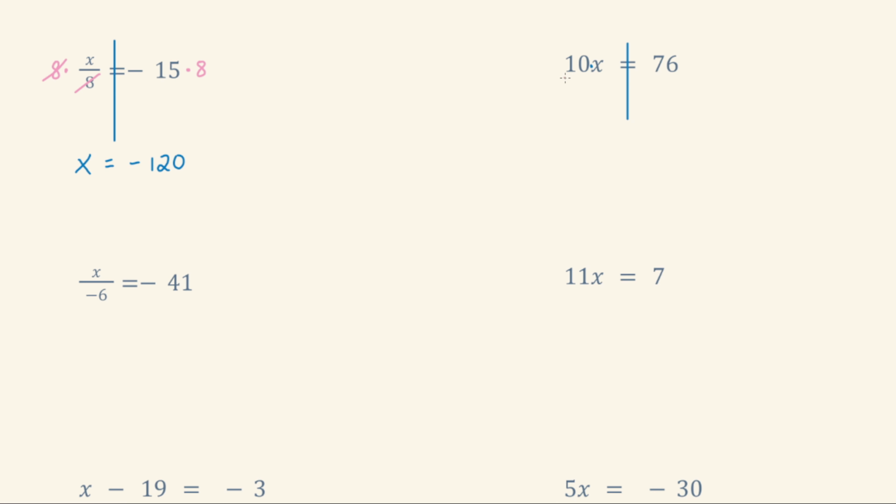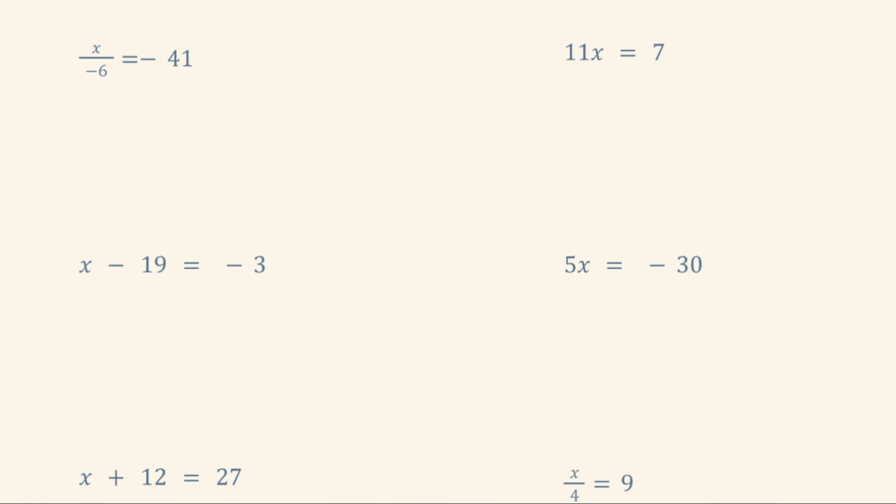The opposite of multiplying by 10 is dividing by 10. That's going to undo that. And I have to divide by 10 on the other side as well. So these two 10s are going to cancel out. On the left side here, as you can see, is just the x, right? So x is equal to 76 divided by 10, which is 7.6, and that's the answer to that question. Now on to the next question here.